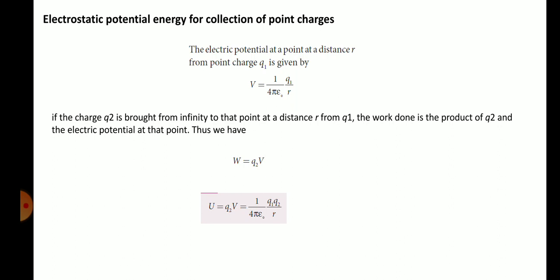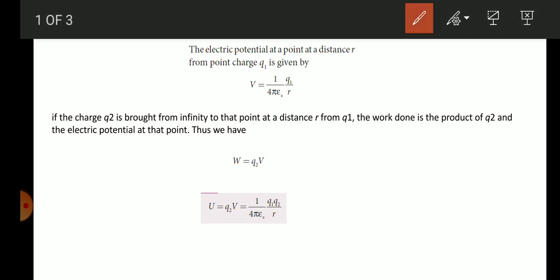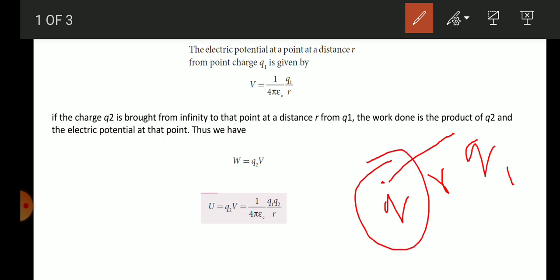So first we will calculate the potential energy due to a single charge. The electric potential at a point. So consider a point charge Q here. Then let us consider another charge which is located at a distance of r. The other charge is q1. Then what is the potential at q because of q1? That is given as V equal to 1 by 4 pi epsilon naught r.